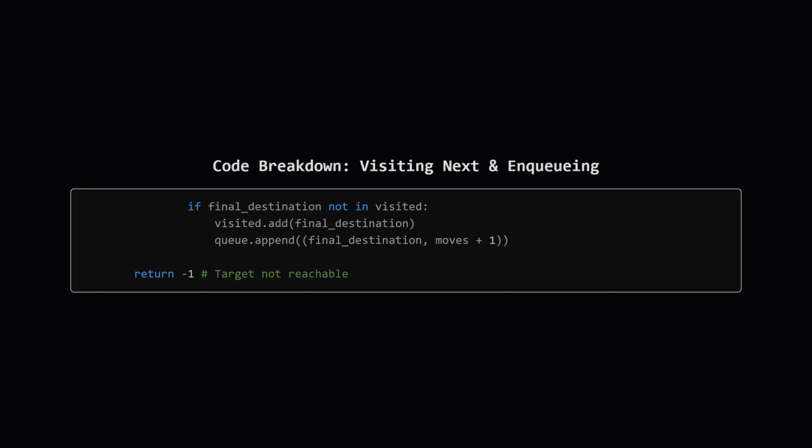If the main loop finishes, meaning the queue becomes empty, and we never return because we reach n squared, it means it's impossible to get to the last square. In that case, we return -1, just like the problem asks.